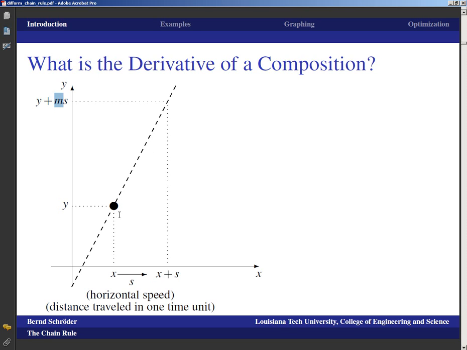Now, the slope of a straight line is the derivative of a straight line. So if we go at a certain speed in the x direction, then the speed in the y direction is the derivative times the horizontal speed. Okay, so the vertical speed is m, or m times s.